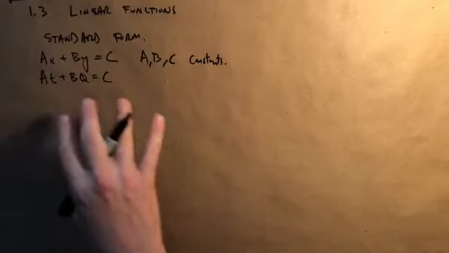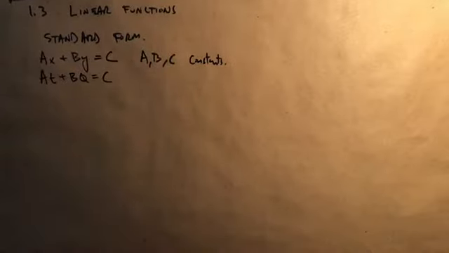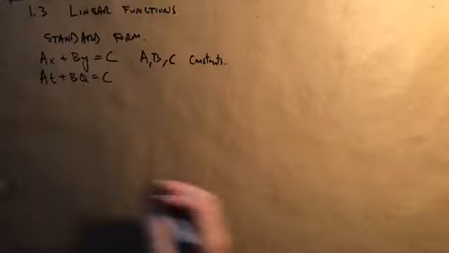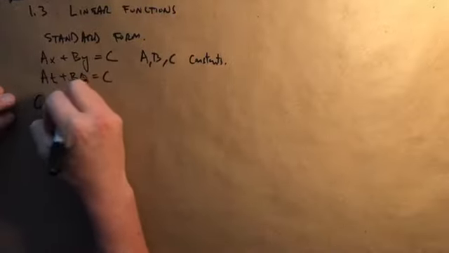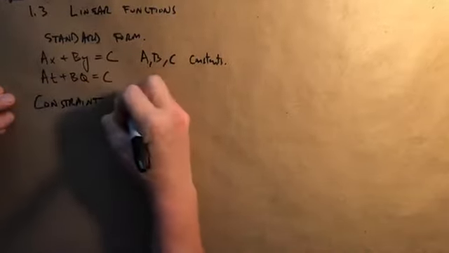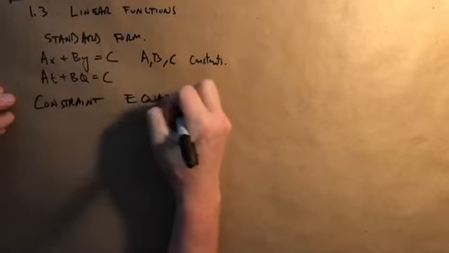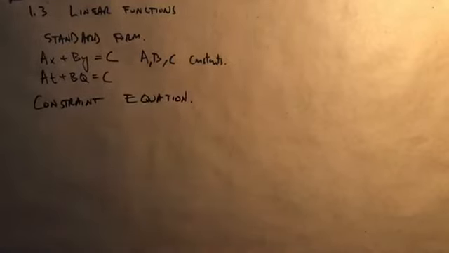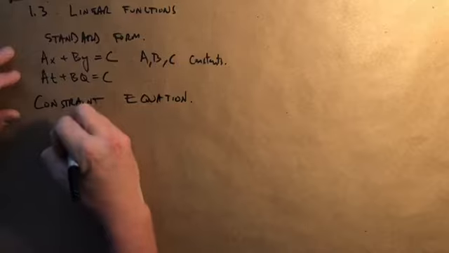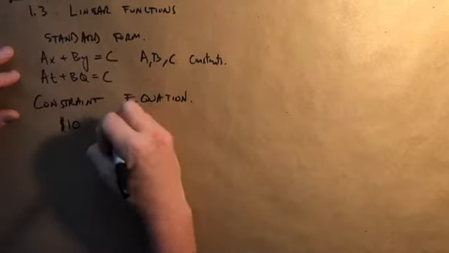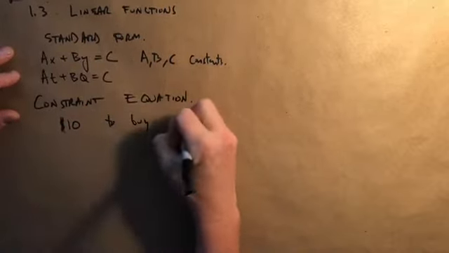Now, where does standard form normally rear its head? When we have some sort of constraint equation. And in this case, a constraint is just some limiting factor. Maybe money, maybe time, maybe resources. But I think money is a very reasonable way to play. And so let's start out with $10 to buy snacks.